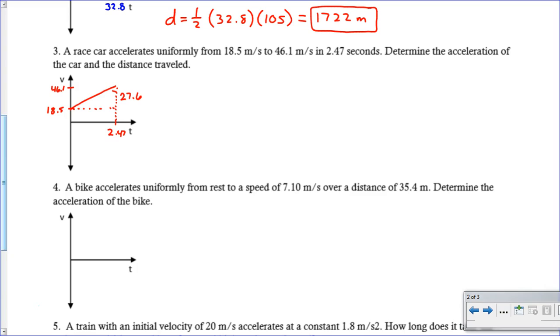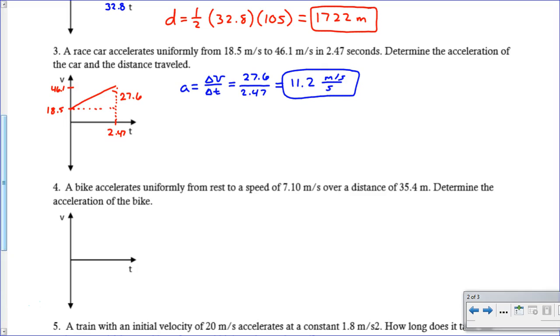So for the acceleration, we're going to say acceleration equals the change in velocity over the change in time, right? Change in velocity is 27.6. It went up by 27.6 when it went from 18.5 up to 46.1. Then we divide by the time, which is 2.47. And what you get from that is something around 11.2 meters per second squared.